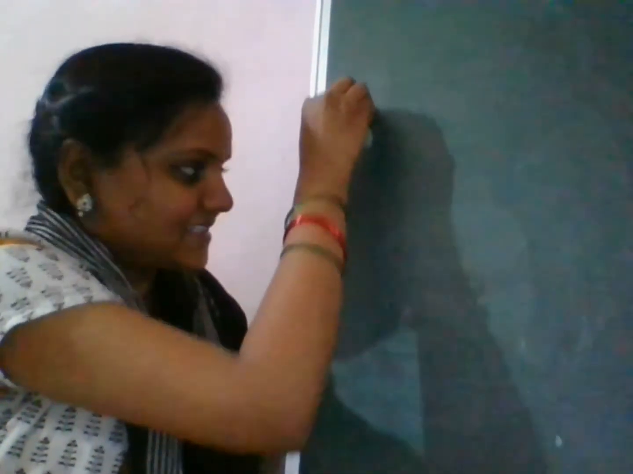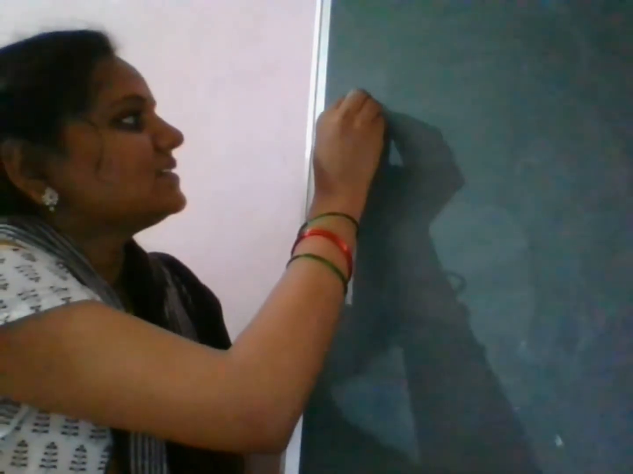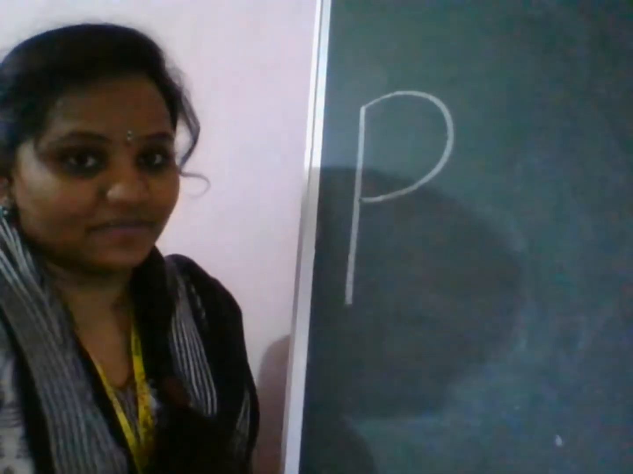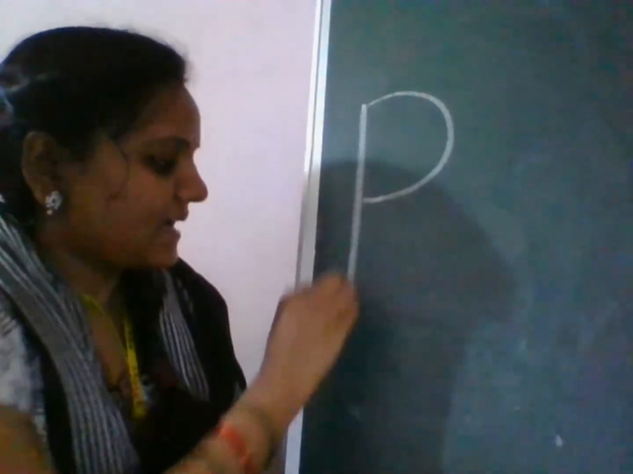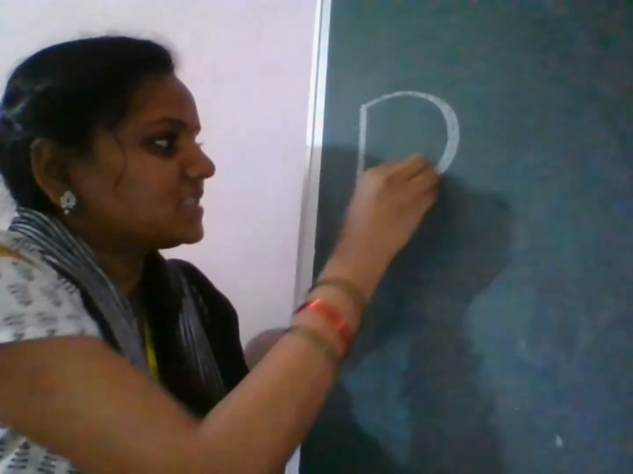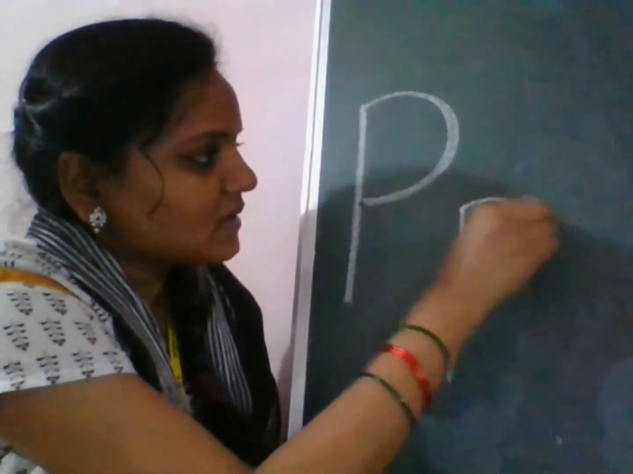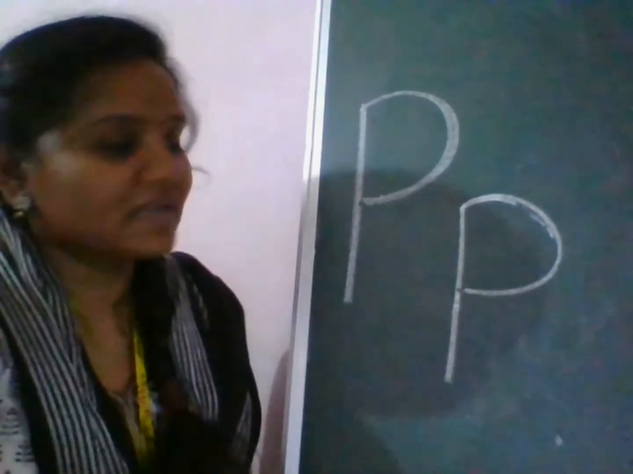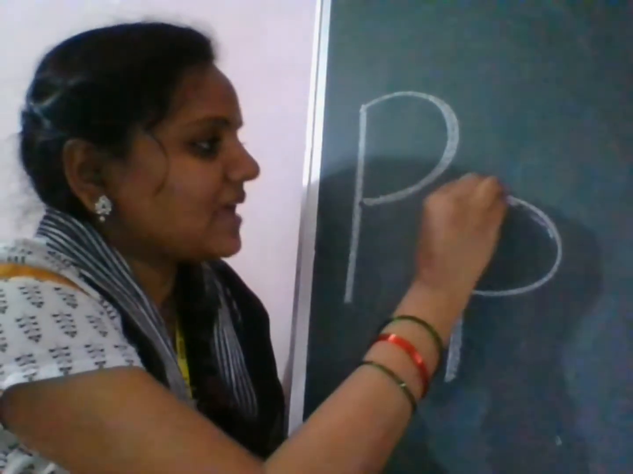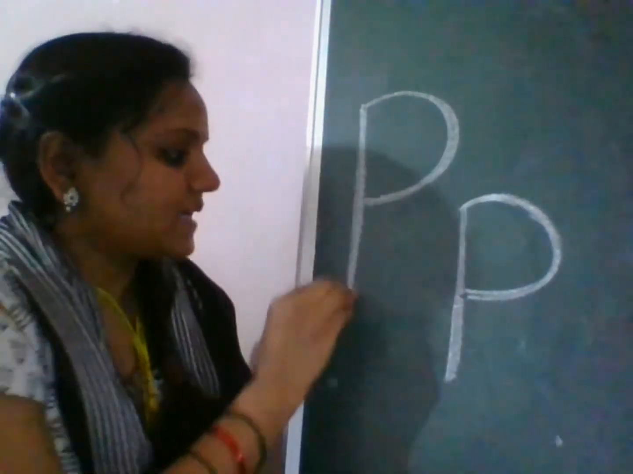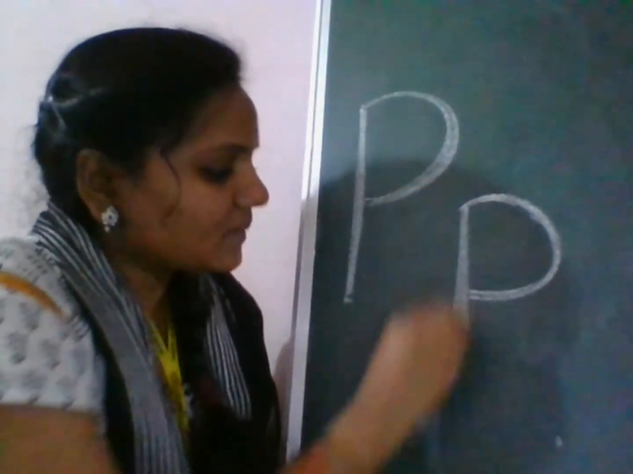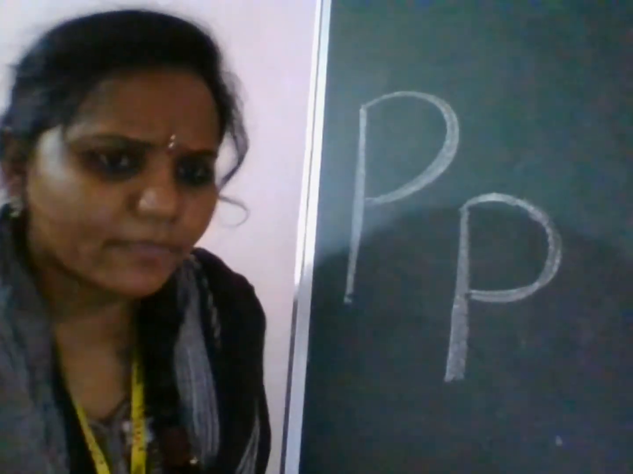Now, we will learn letter P. Okay? See, how we will write P? Standing line, left curve. Okay? Standing line, left curve. This is capital P. This is small p. Standing line, left curve. Capital P, small p. What is the sound of P, children?